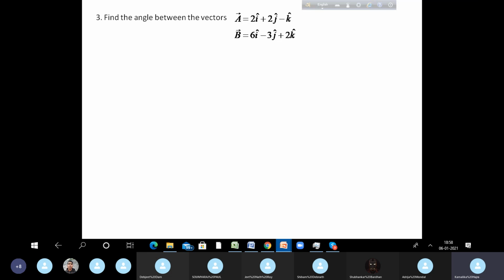Find the angle between the vectors A equal to 2i plus 2j minus k and B equal to 6i minus 3j plus 2k. Do you want to try it out, or do I give the solution?